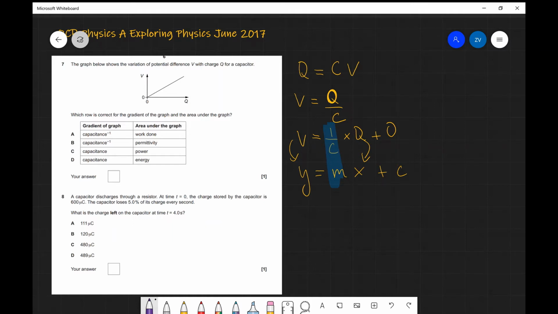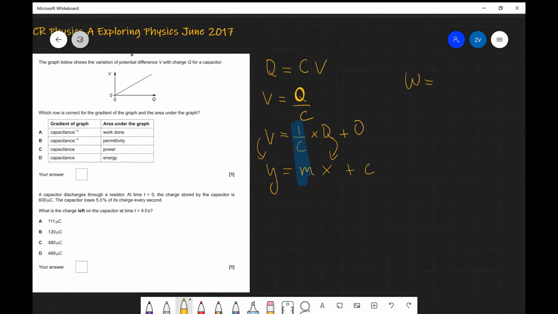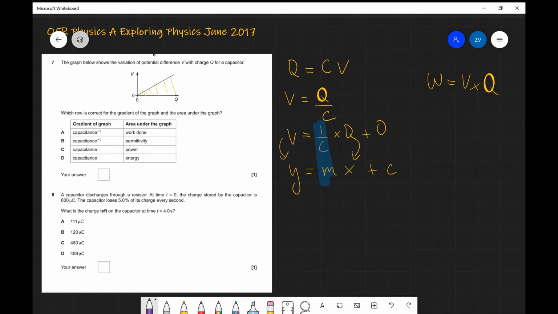Now let's have a look for the area under the graph. Now, we know that work done, or energy, or electrical energy, which is also equal to work done, is equal to V times Q. Now, in order to calculate the area underneath the graph, we need to multiply those two quantities, and in fact we know that the area underneath a V and Q graph is equal to the energy and the work done, which leads us to the correct answer being A.